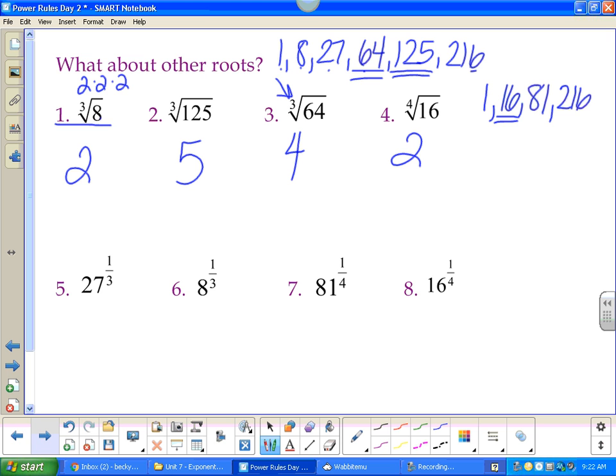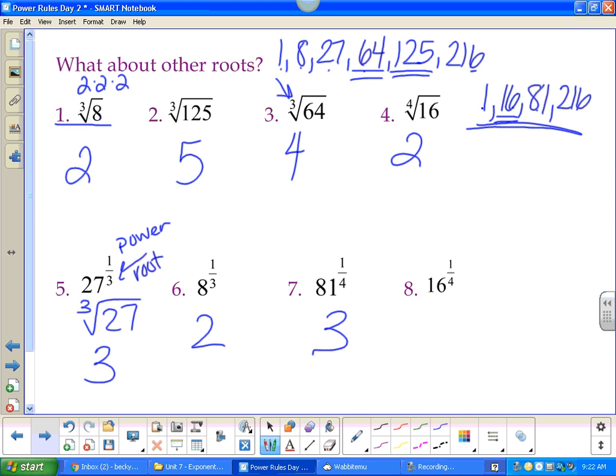Okay, changing seasons again, we're back to cubes. This is the cubed root of 27. Remember, power over root. The cubed root of 27 is 3. The cubed root of 8 is 2. The fourth root of 81, here are your fourths, 1, 2, 3. The fourth root of 16 is 2.